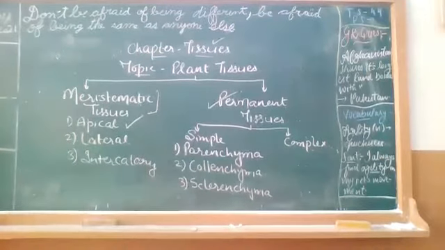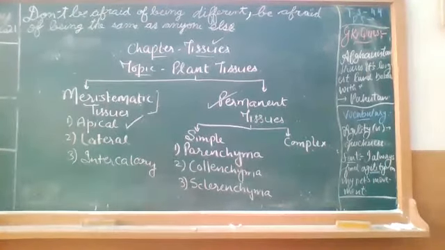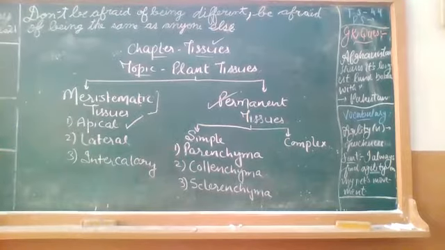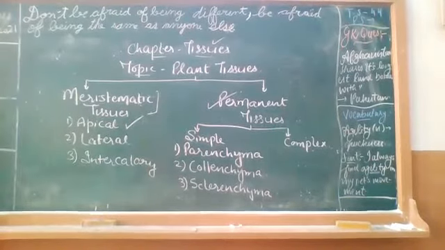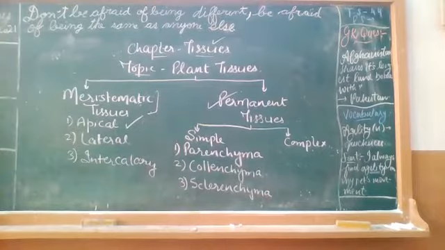Permanent tissues are of two types, simple and complex. Simple permanent tissues are of three types. First is parenchyma. Second is collenchyma. Third is sclerenchyma. Simple permanent tissue में first हम discuss करते हैं parenchyma.